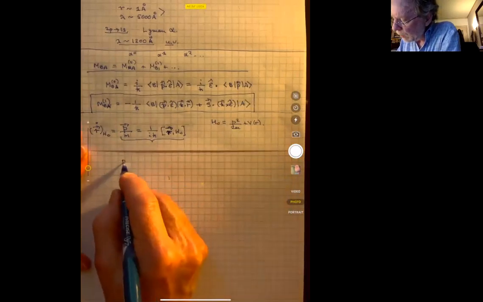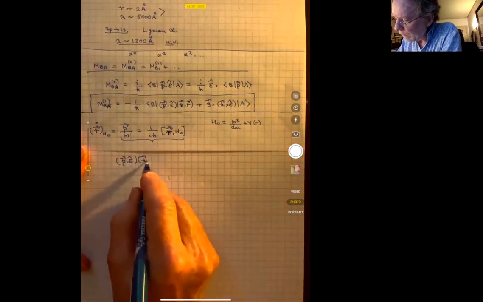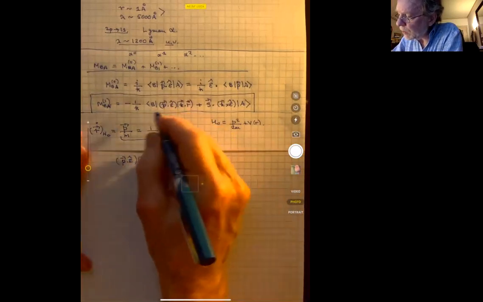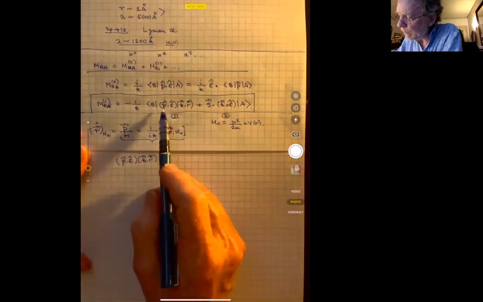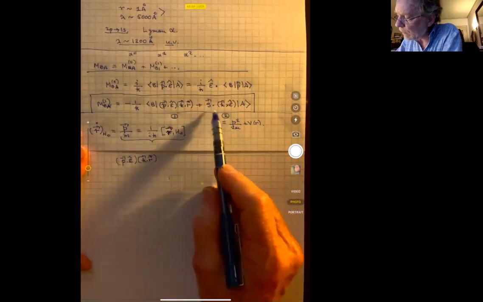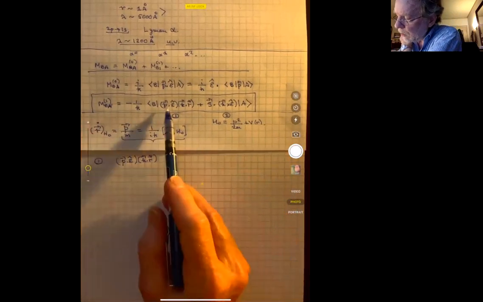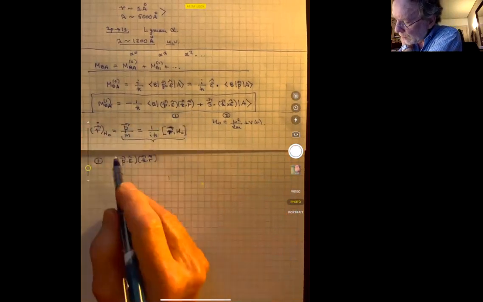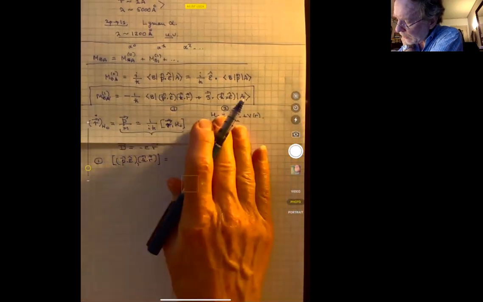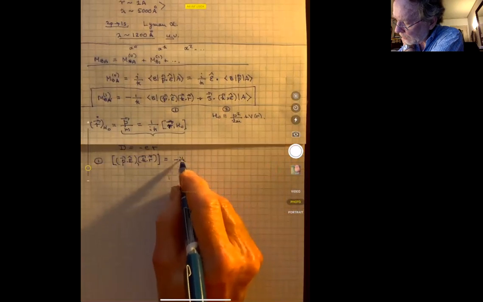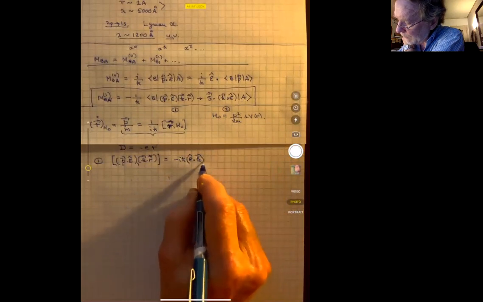There are two terms here. There's this first term, let me call it 1, and there's a second term 2. The first term involves the p dot epsilon and k dot r, and the second one involves the spin. Let's look at the first term first. I want to point out that these two factors actually commute with each other, because if I compute the commutator of p dot epsilon with k dot r, and you just do commutator algebra and work this out, you get minus i h bar times epsilon hat dotted into k. That's what the commutator gives you.